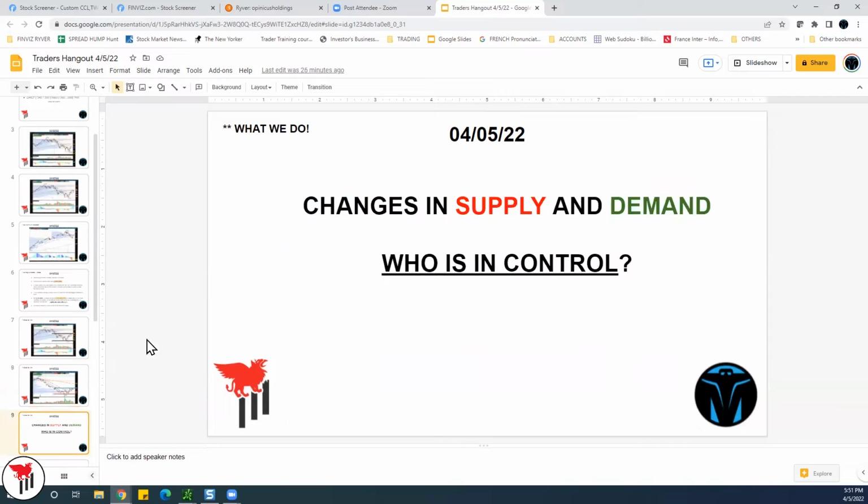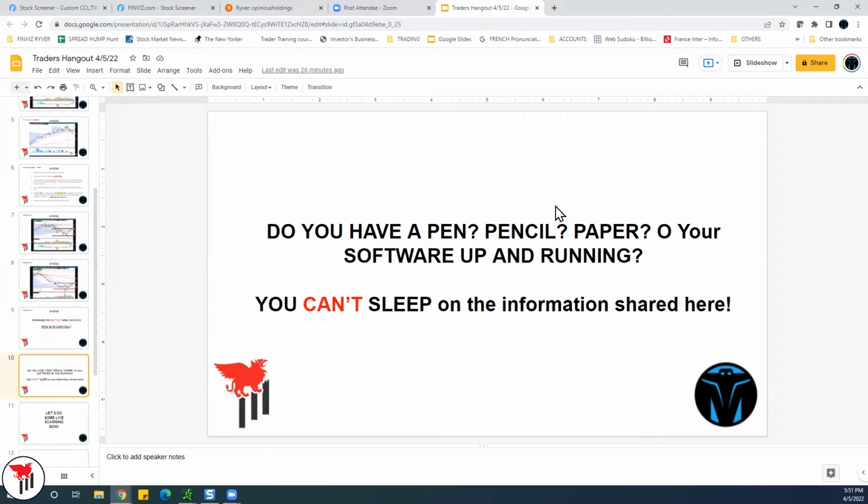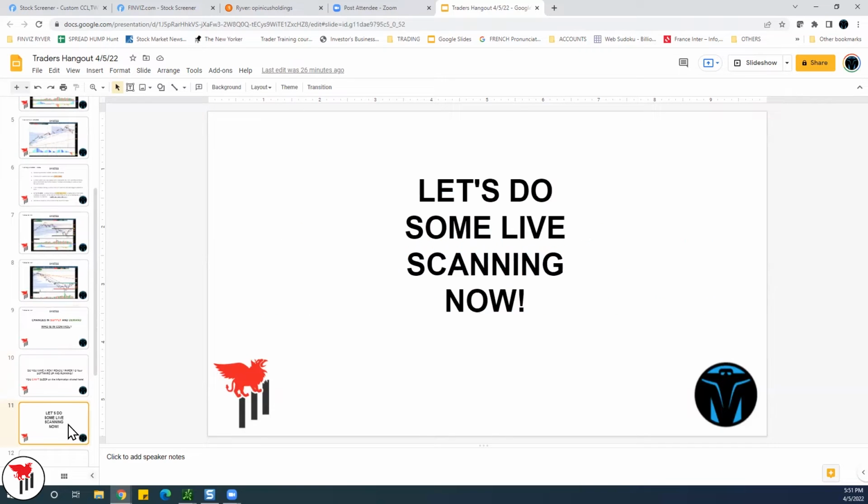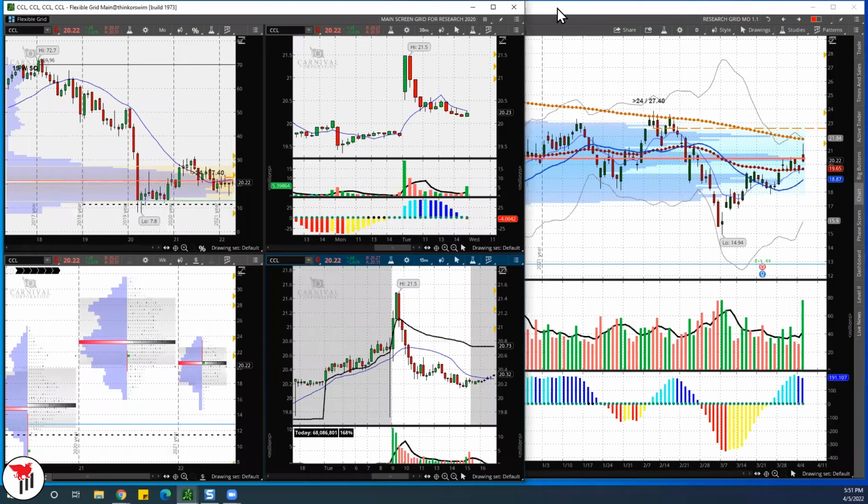So having said that, all we do is monitor changes in supply and demand. Who's in control all the time? We're going to be talking about that. Do you have a pen, pencil, paper? You can take notes on the information right here. And I hope you guys keep us on top of everything that we have to keep for this week.